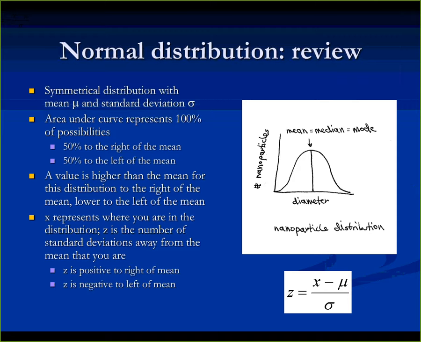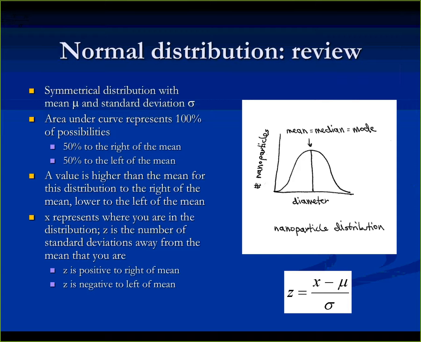And sort of where you travel along that x-axis is where it's going to dictate the value of that diameter. And so this may not make sense yet, but it will soon, I promise. So an x value is higher than the mean for this normal distribution if you are to the right of the mean, and it's lower than the mean value if you're to the left of the mean. And so again, that x value is really going to represent where you are in the distribution.